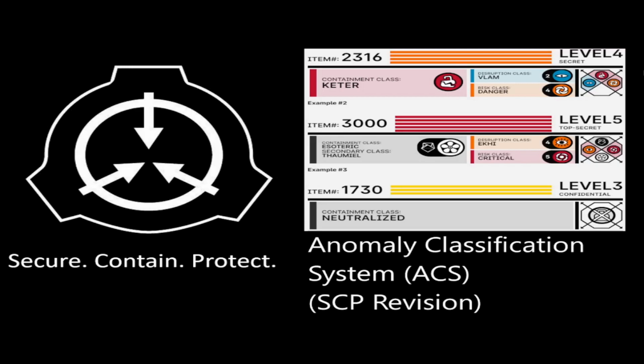In addition, the Classification Committee has agreed to approve the reclassification of the 5 primary containment classes: Safe, Euclid, Keter, Neutralized, and Explained, with Pending as a transition class prior to classification. These are now considered static containment classes and are to be utilized when there are no extenuating circumstances involved in containing an entity that would require classification.